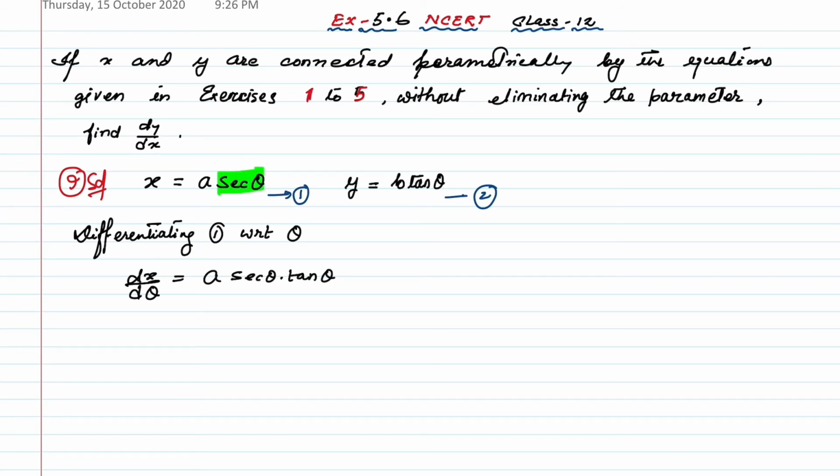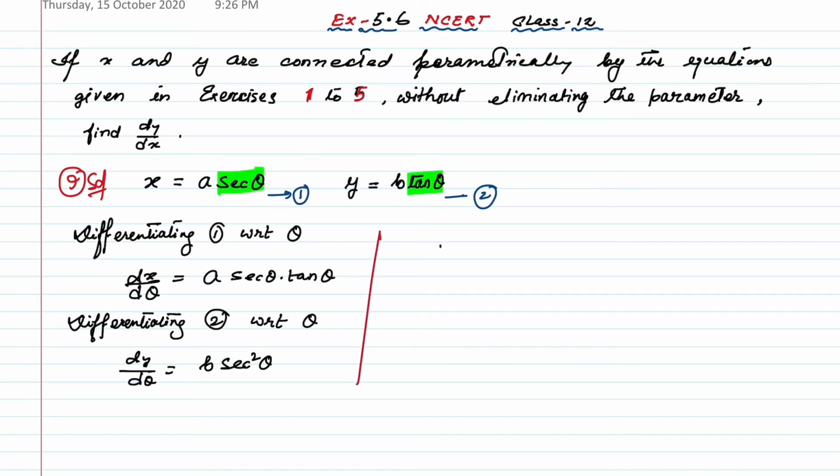Then let us differentiate equation number 2. Okay, differentiating equation number 2 with respect to theta again, then we will get dy by d theta, and we know derivative of tan theta is sec square theta, so here we will get b sec square theta. So therefore now we can find dy by dx, which is given by dy by d theta by dx by d theta.